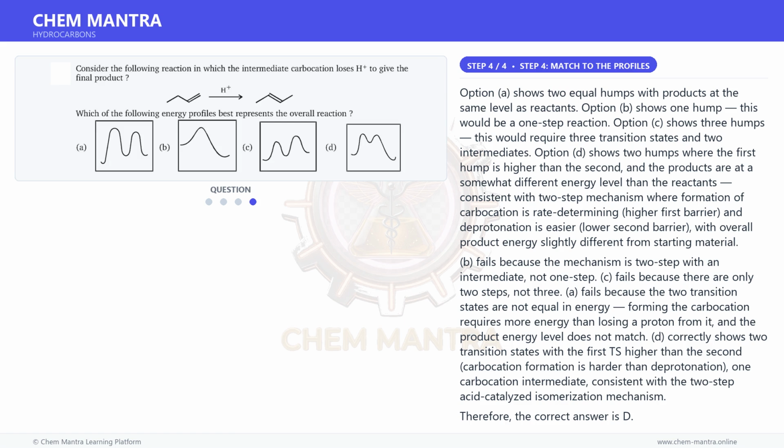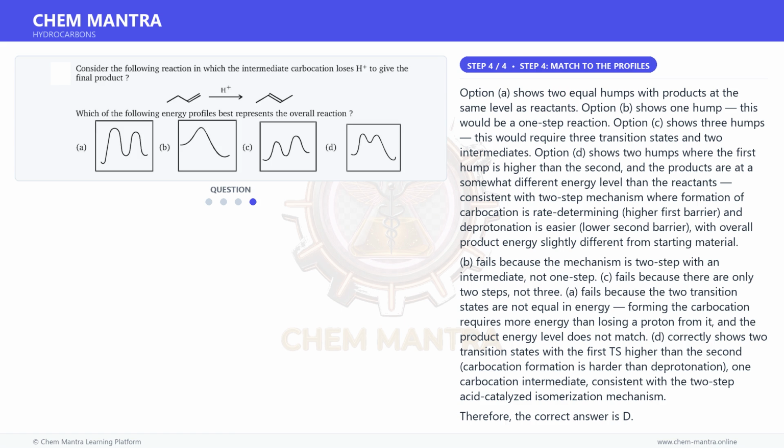Option D shows 2 humps where the first hump is higher than the second and the products are at a somewhat different energy level than the reactants, consistent with a two-step mechanism where formation of the carbocation is rate determining, higher first barrier, and deprotonation is easier, lower second barrier, with overall product energy slightly different from starting material.